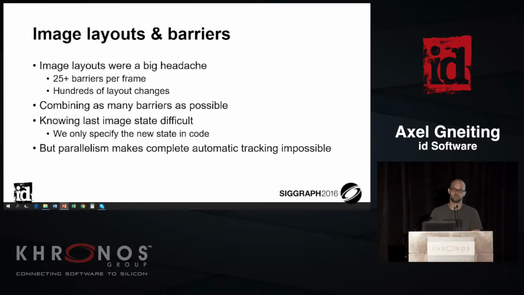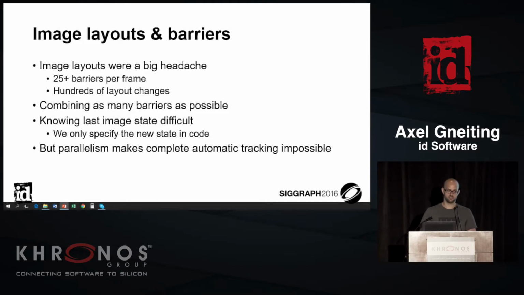We have like 25 barriers a frame, and each of those barrier calls actually does a lot of image transitions. So it's hundreds of image transitions per frame. So it was very important to combine multiple barriers into one call so the driver can correctly optimize this and doesn't do multiple flushes. What was also tricky is knowing the last image state.